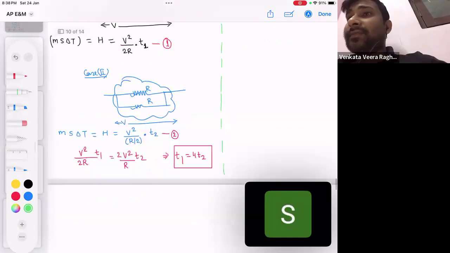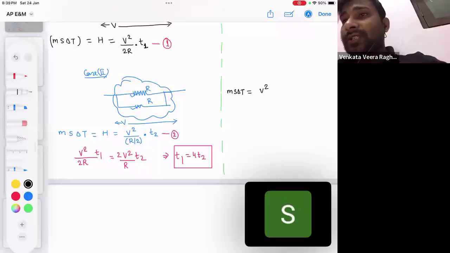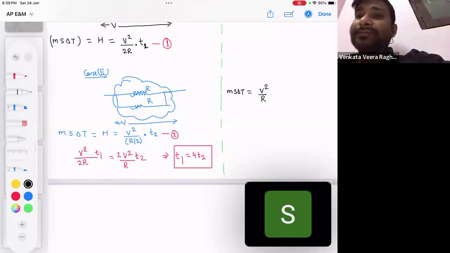Second case. If I want to calculate the heat required, I will write it m s delta T. What do you want to use here? I square R, but I need to be calculated, then both I won't be the same. So here, should I use V square by R? See, it's a parallel combination. So the voltage will be the same in both the resistors.